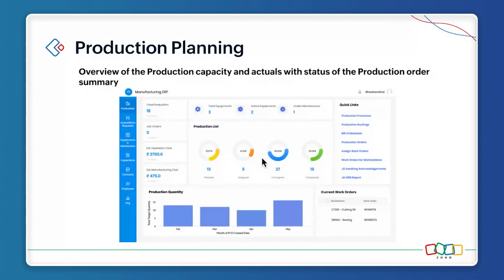Then we have production planning, where once you get a sales order, or once there is any existing production that you are doing, and you would like to plan and schedule the production, you can do it within this dashboard. So these are all the core operations that we have covered in this manufacturing ERP solution. Now, I think we have reached the end of the session.